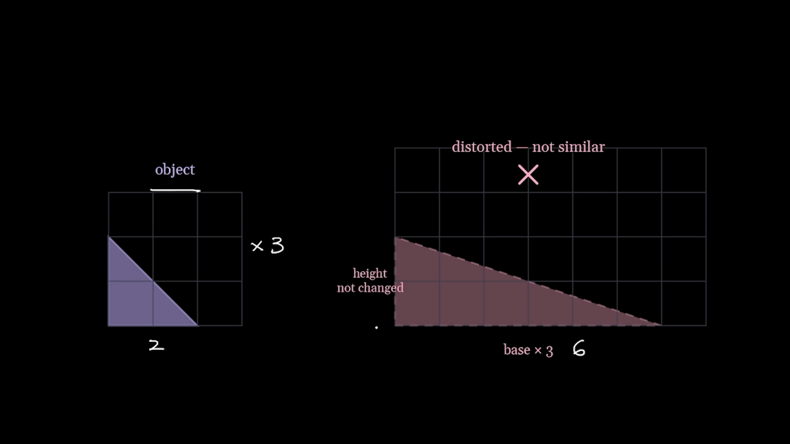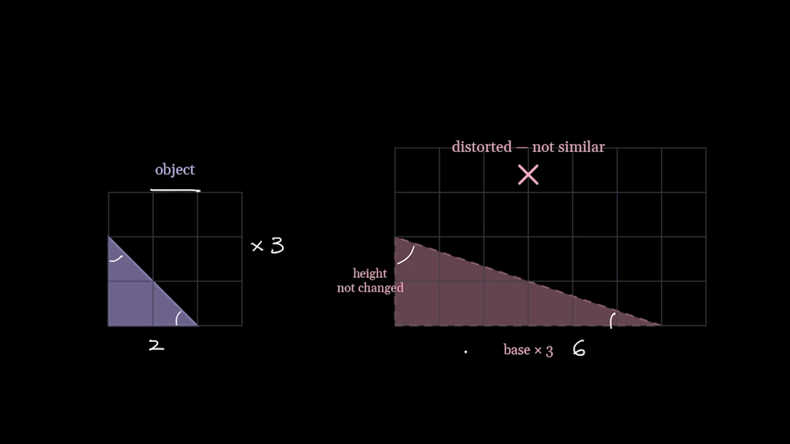But look at the height. They left the height exactly the same as the original. Pause for a moment and see if you can spot the problem. The problem is it is a distorted one. For example, the angles here and here are now different. They just enlarged the base with the scale factor 3, but the height had also to be enlarged with the scale factor 3. So did you see it?